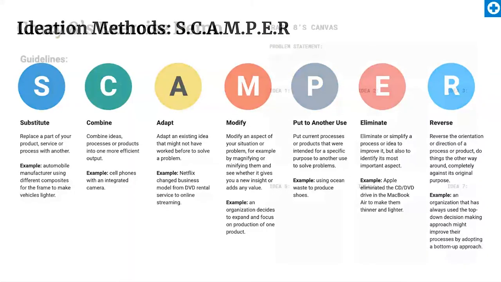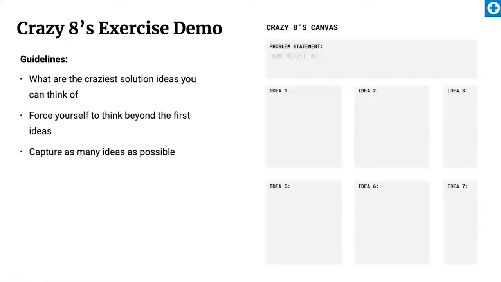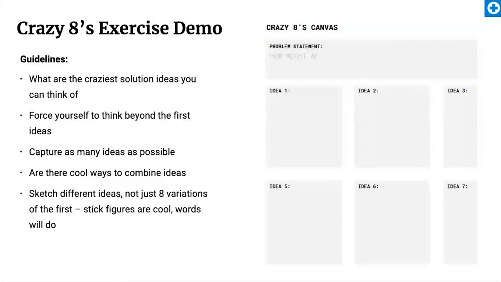So now we're going to run through a quick demo of how you would perform the Crazy Eights exercise. The guidelines are to push yourself to think of the craziest solutions and push past your first ideas. You want to capture as many ideas as possible and explore if there are cool ways to combine ideas. And ideally, you want to sketch different ideas, not just 8 variations of the first. Stick figures are great, words will do, and most importantly, there is no bad idea.